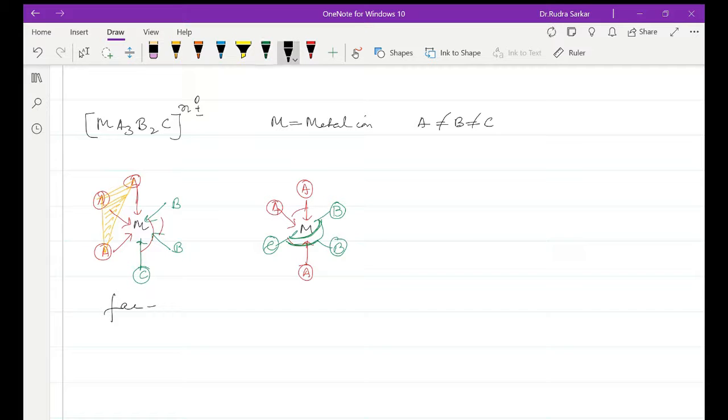Can there be another possibility? Oh yes, as you can see, I can now have both the B atoms at 180 degree to each other. When I am placing both the B atoms now at 180 degree to each other, I will place one of the C's out here like this and keep the positions of the A donor atoms same as before.